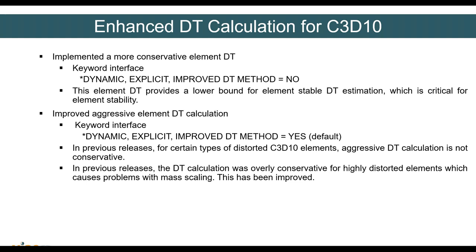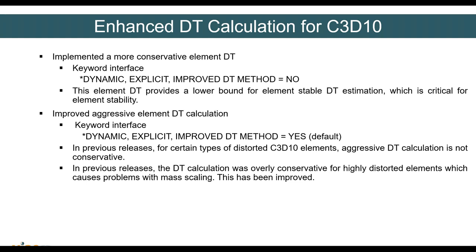And apart from this distortion control, what we have is the enhanced DT calculation for these C3D10 elements, the quadratic tet elements. We had this functionality implemented like *DYNAMIC, EXPLICIT, IMPROVE DT METHOD=NO. When you have this set to no, the element DT method provides the lower bound for the element stable time increment estimation, which is very critical for element stability. Now we have a more improved, aggressive DT calculation. Here's the keyword option, *DYNAMIC, EXPLICIT, IMPROVED DT METHOD=YES, which we have made the default.